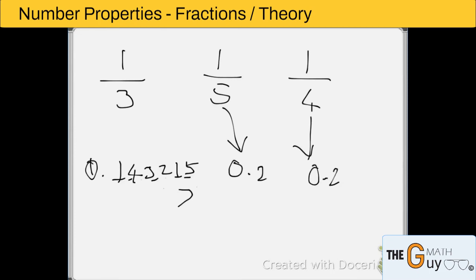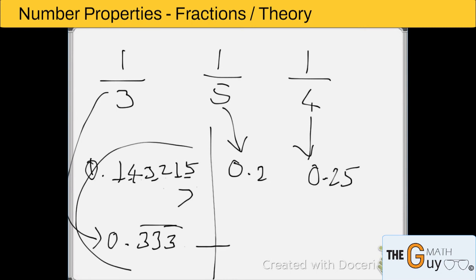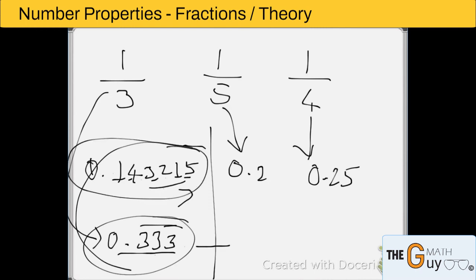While 1 over 3 is 0.333, and that keeps running. It's just 3 never ending. This is a recurring decimal. 0.333 is a recurring decimal because it repeats. 0.143215, there's no pattern, so it's a non-terminating decimal. And these two are terminating decimals.